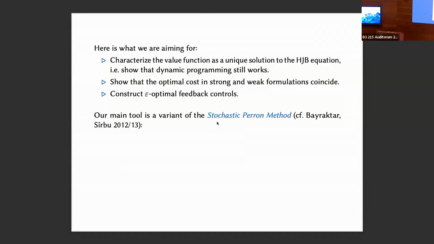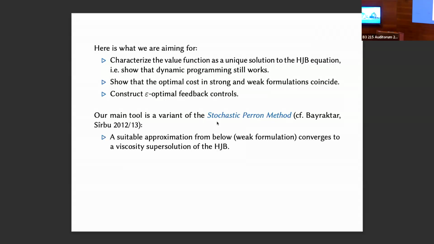What's our main tool? We use a tool that Benes, Karatzas, Rishel, Choen didn't have back then, namely the stochastic Perron method. Early work goes back to Bayraktar and Sirbu, 2012-13. The idea is to not work with the value function, the problem that we want to solve, directly, but approximate it from below by a nice enough class of functions.